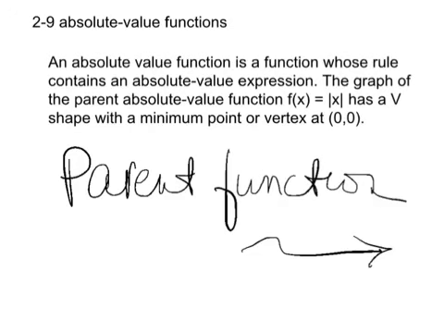Okay, today we're doing section 2.9, absolute value functions. An absolute value function is a function whose rule contains an absolute value expression. So it's an f of x equals something with an absolute value in it. The graph of the parent absolute value function, f of x equals absolute value of x, is your parent. Its shape is a V. That's your parent function. So its minimum point, or its vertex, is at (0, 0).